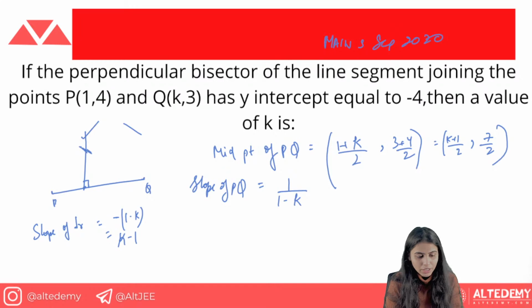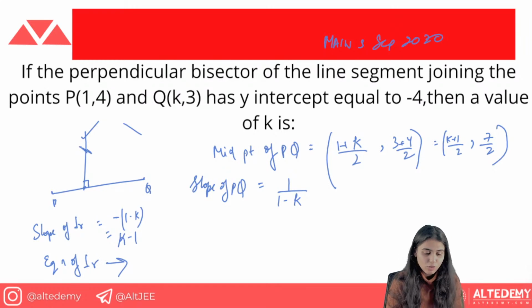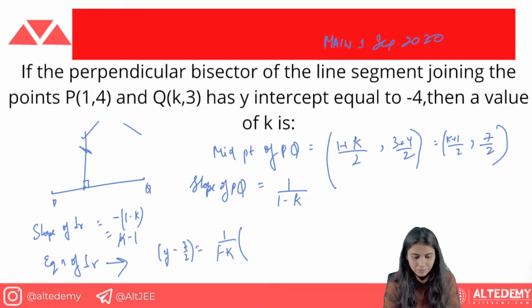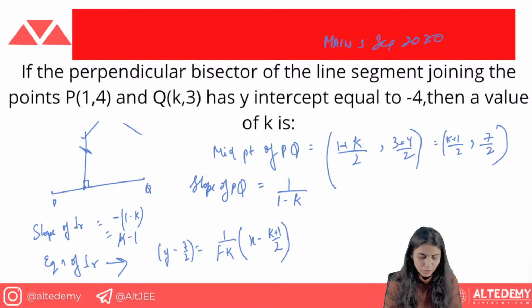Now the equation of the perpendicular bisector can be written. We have one point and we have the slope, so we can write it in point-slope form. That can be written as y minus 7 by 2 equals 1 upon 1 minus k times x minus (k plus 1) by 2. So we got the equation. Now you can easily simplify it and you will get the value.